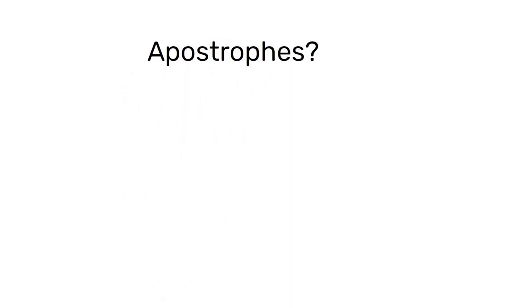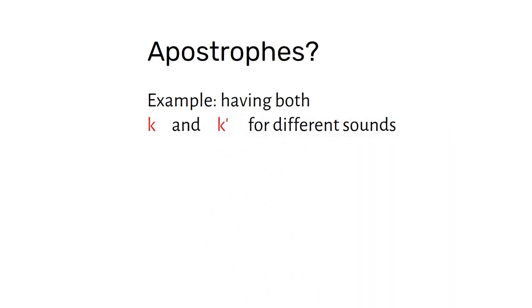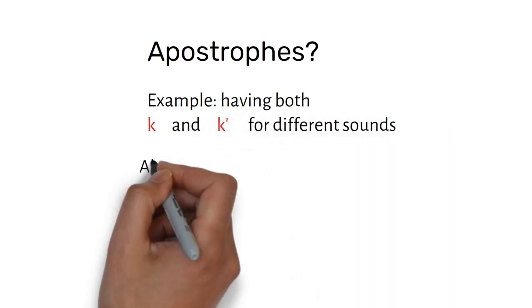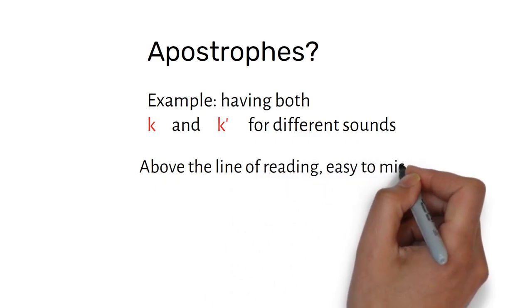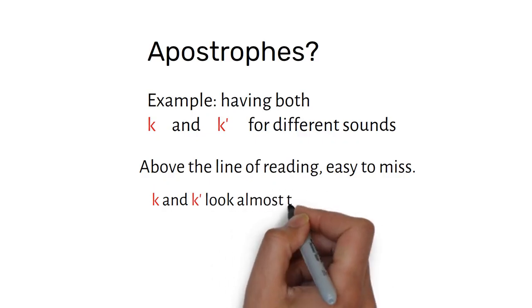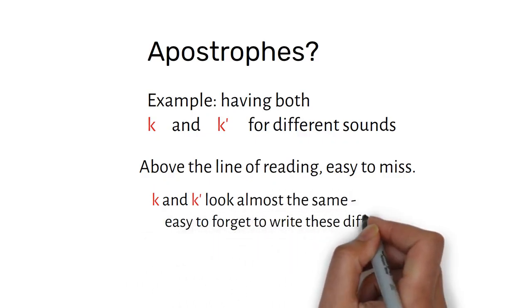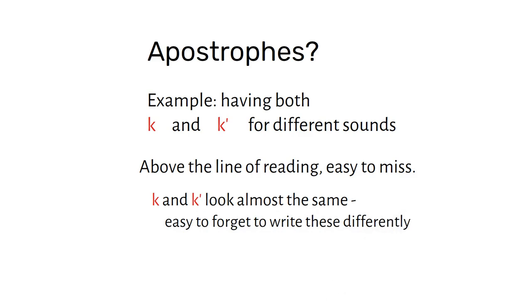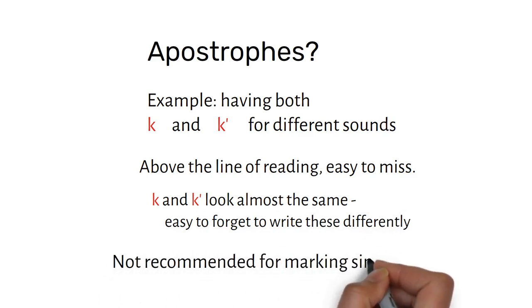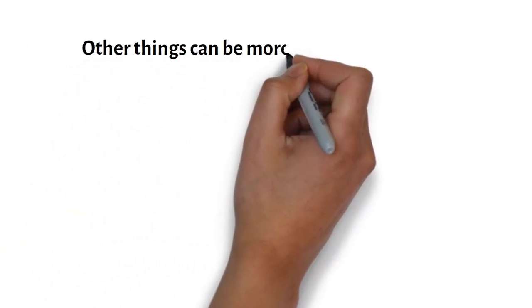What about apostrophes, such as having both of these for different sounds? Like diacritics, apostrophes are also above the line of reading and easy to miss. K and K apostrophe look almost the same. It's easy to forget to write these differently. So, it is not recommended to use apostrophes to tell one letter from another, though you can use them for other things.